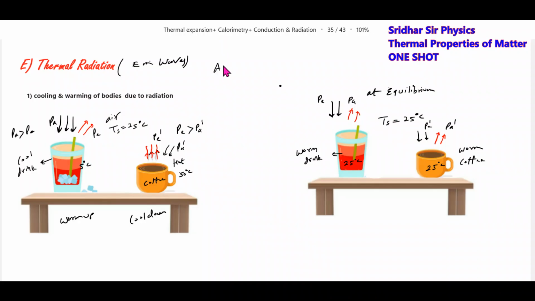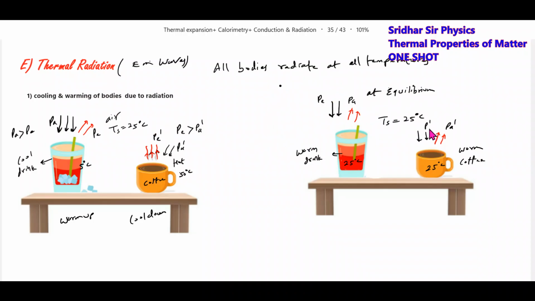So what is the basic necessary condition we'll put? All bodies radiate at all temperatures. Once they attain the temperature of the surrounding, this drink as well as the coffee will not stop radiating. They will continue, emitting as well as absorbing. This is one basic necessary condition that arises in thermal radiation.